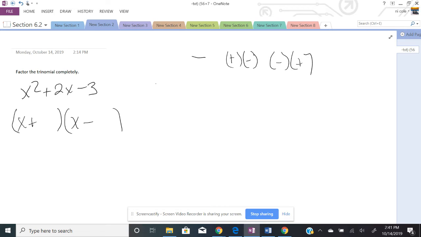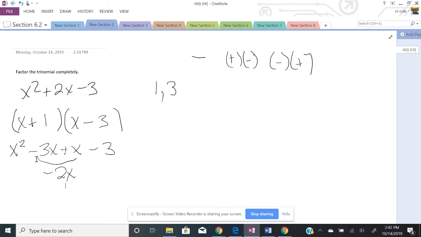Then I have to look at my factors of 3. I have 1 and 3. Those are my only factors of 3. So I'm going to put 1 and 3 in, and I'm going to FOIL. That gives me x squared. x times minus 3 gives me minus 3x. 1 times x gives me plus x. And then 1 times negative 3 gives me minus 3. When I combine those two, that gives me a minus 2x.